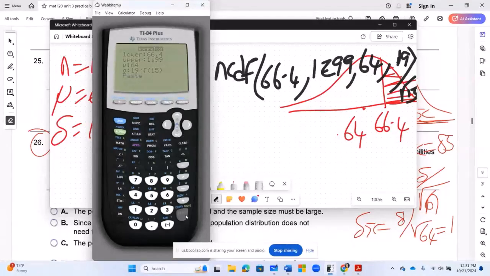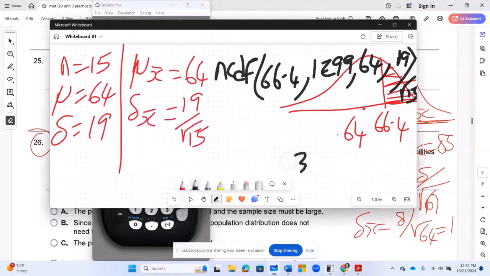All right, so now I'll hit enter, and my calculator is asking me, is that the argument you want? Yes, that is the argument that I want. Therefore, area to the right is 0.3123, or 31.23%. I can write it in decimal. So the area to the right of 66.4 is 0.3123.